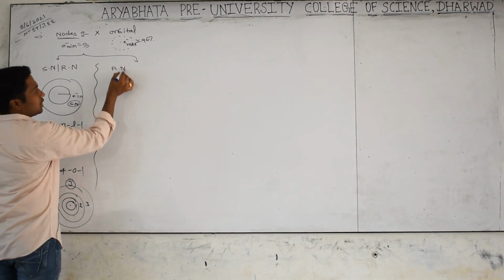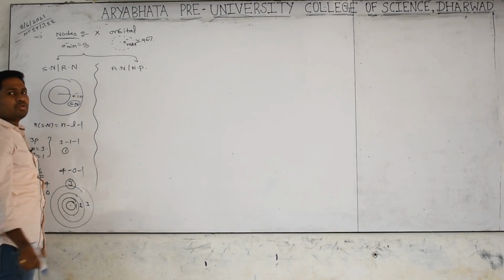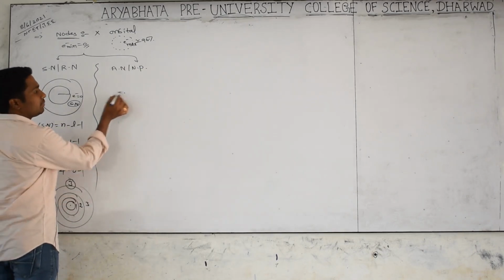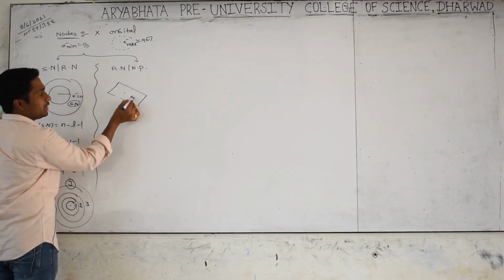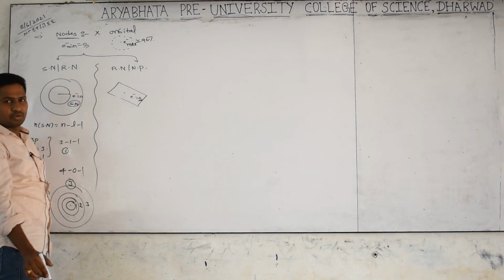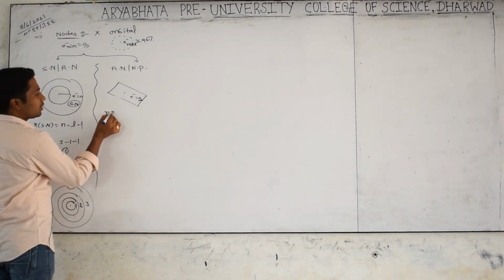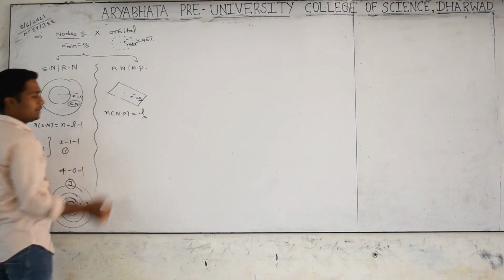Angular nodes or nodal planes. What is the meaning of a nodal plane? You have an atom. Passing through the nucleus, we have to imagine one plane. In that plane, the electron finding probability will be 0. That is called a nodal plane. Formula: the number of nodal planes or angular nodes is equal to L.